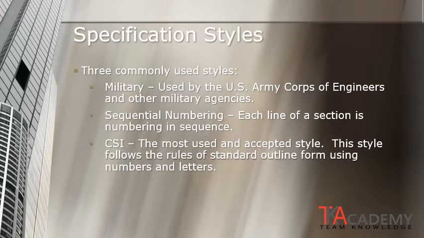Now we are going to transition and talk briefly about different specification styles. There are 3 commonly used styles, the first being military, which is used by the U.S. Army Corps of Engineers and other military agencies. Sequential numbering, where each line of a section is numbered in sequence, and the CSI style, which is the most used and commonly accepted style. This style follows the rules of standard outlines using both numbers and letters.